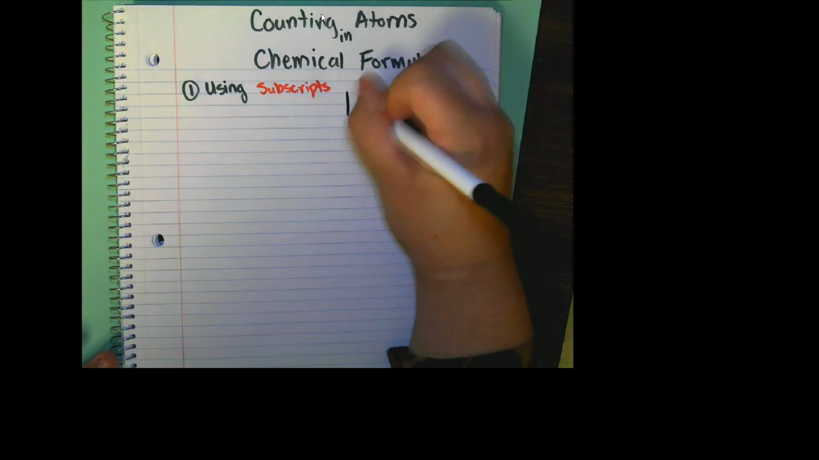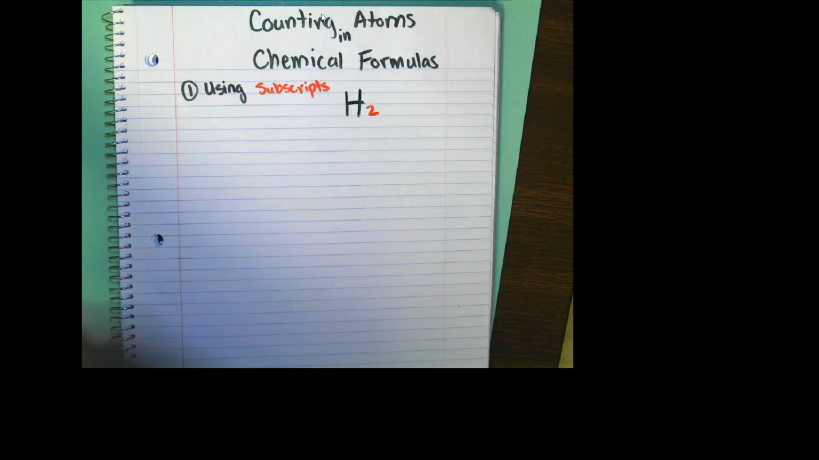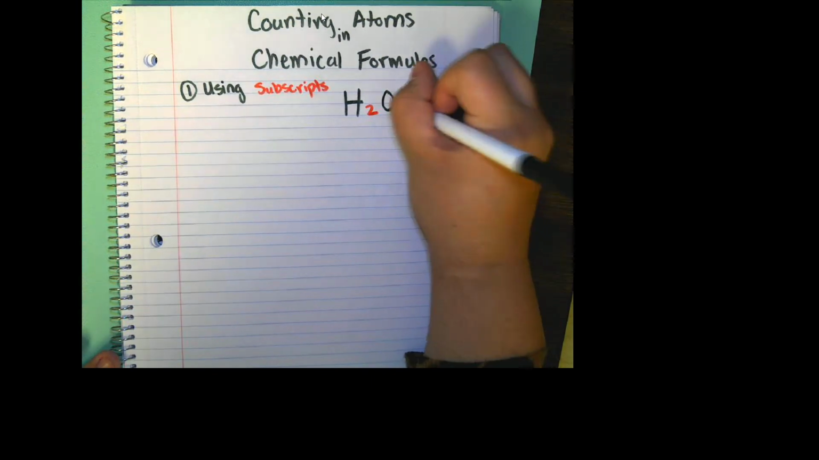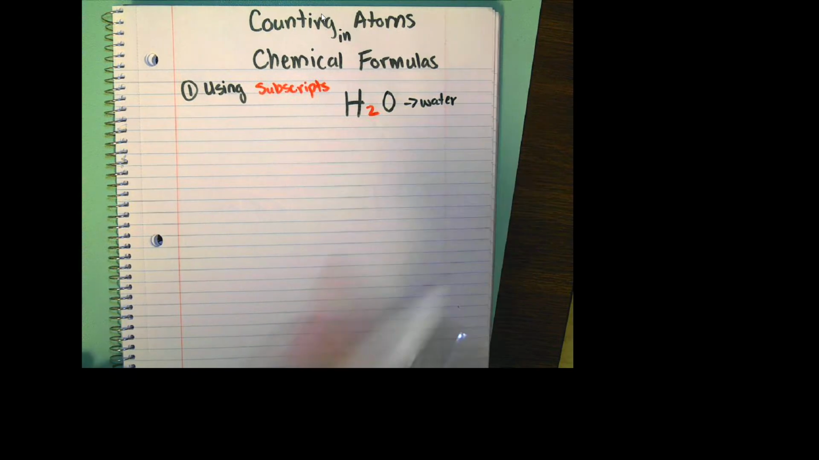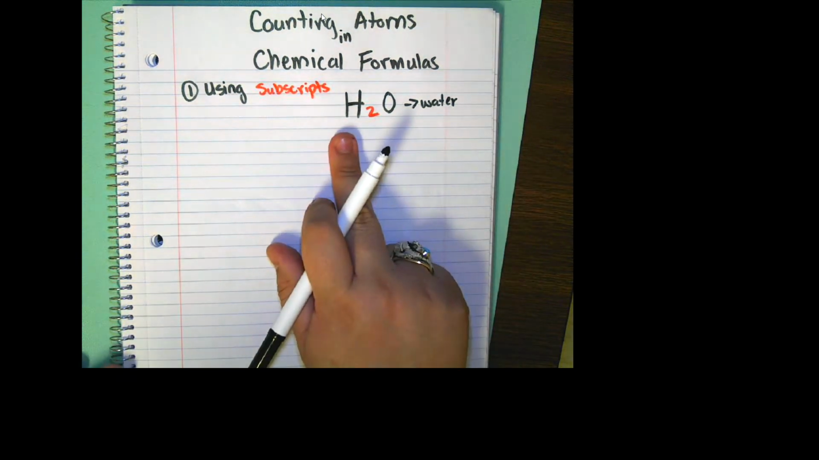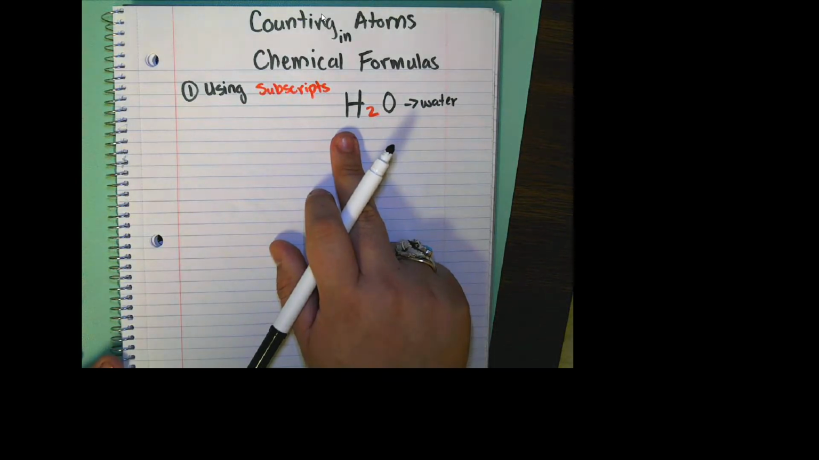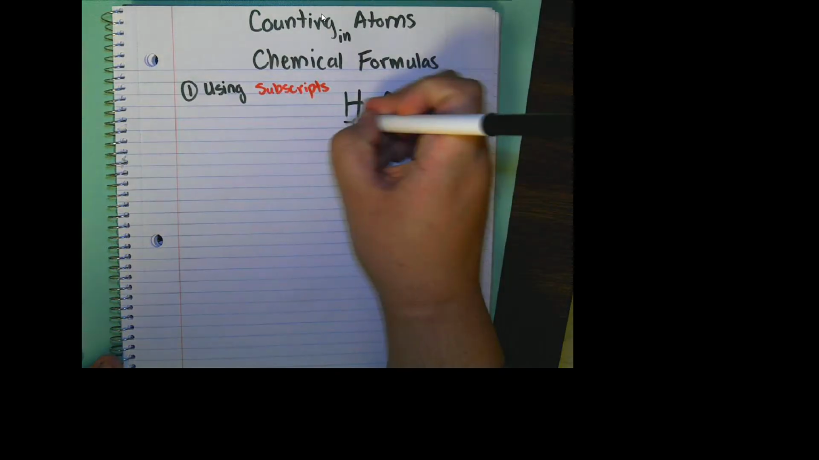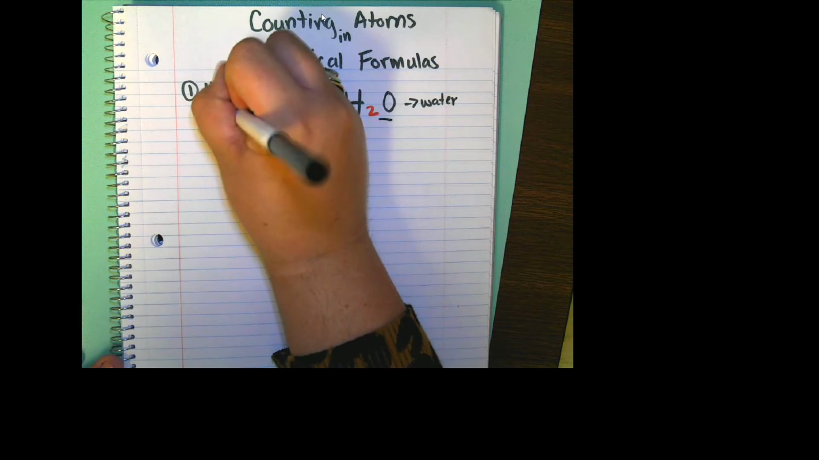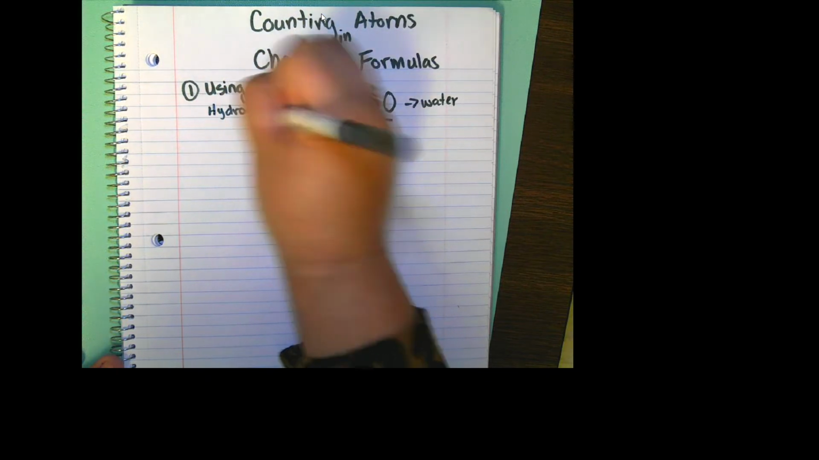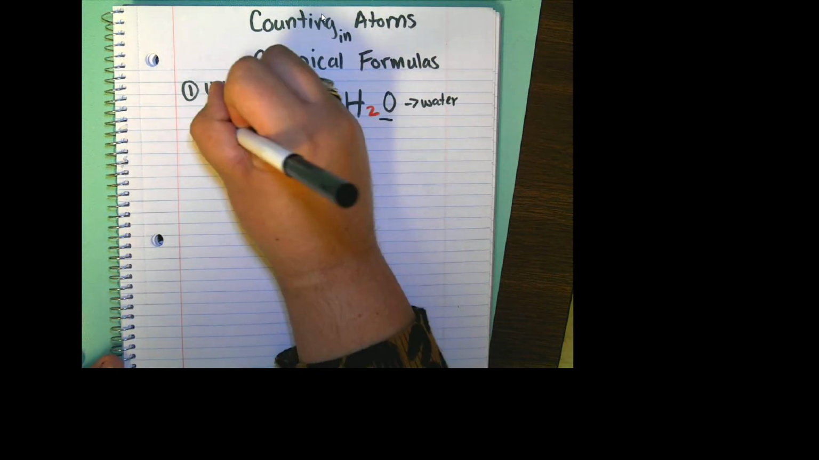I'm going to choose water, so H2O, because you guys are familiar with water. Whenever I'm looking at a chemical formula, I like to break down the different elements that are inside of it first. Remember, each capital letter is a new element. So in this case, I have a capital H and a capital O, which means I have hydrogen and oxygen in this formula.